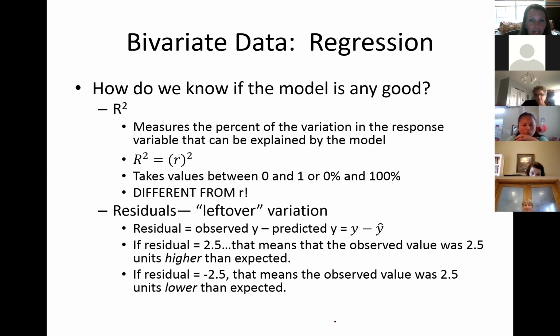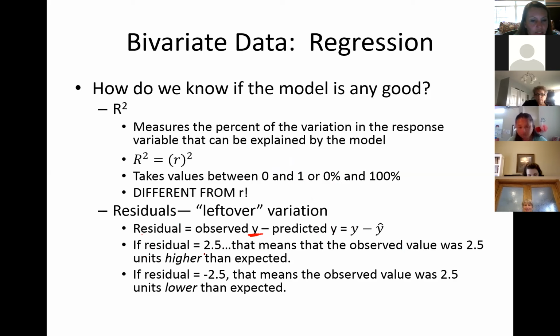The other thing that we look at to help us figure out if our model's good, and also to help us check the requirements for regression, are the residuals. Residuals are the leftover variation, and we can calculate a residual for every point in our data set. We calculate residuals just by taking the observed Y, the actual Y that we measured, and subtracting the predicted Y, which is what our model would have said that we should have gotten for Y. So Y minus Y hat.